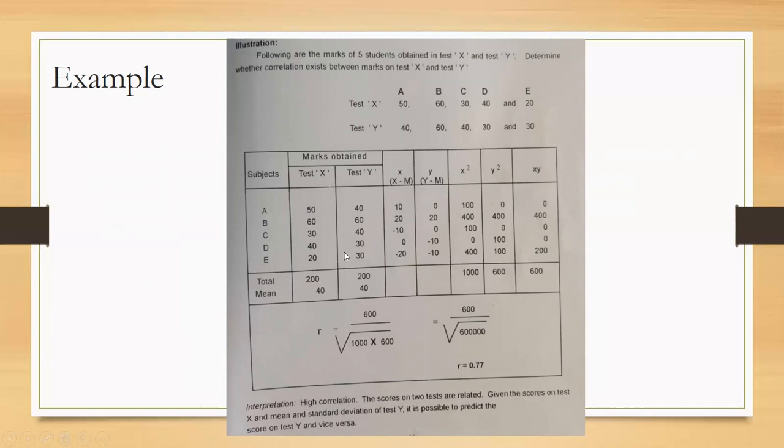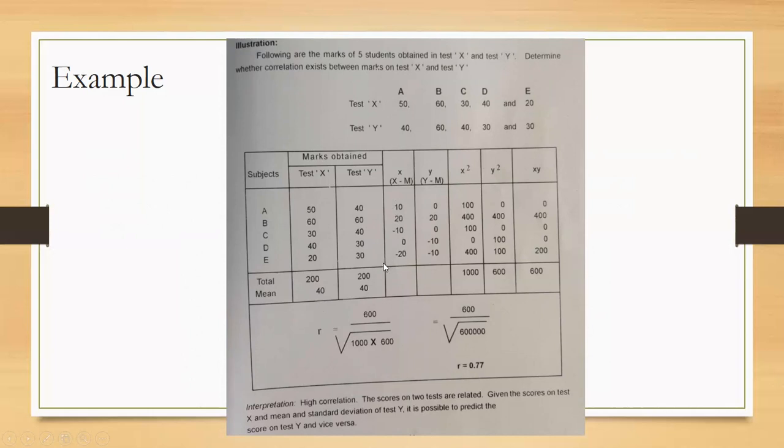This will be the only part of the question that you're going to get. Now what you need to do first is add the total marks obtained for both English and Maths and write the total. Then you're going to find the mean. How do you find the mean? The total divided by the number of participants. So 200 divided by 5, you're going to get 40, as you can see in this example.